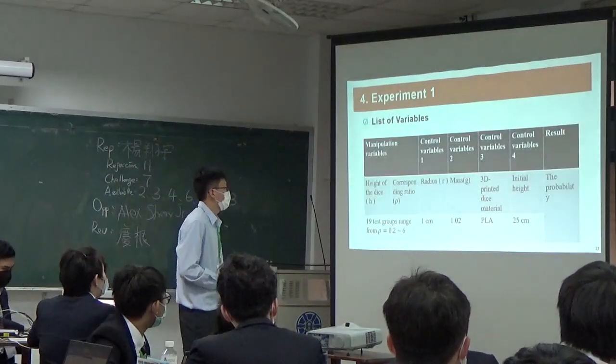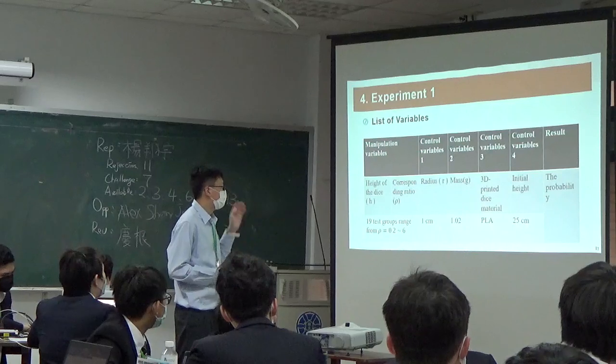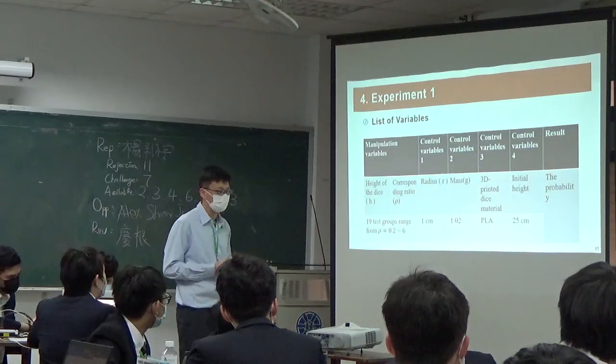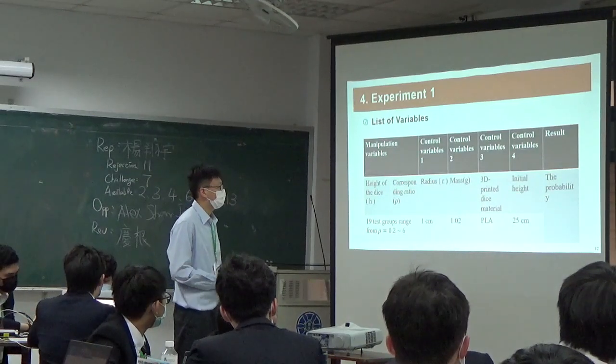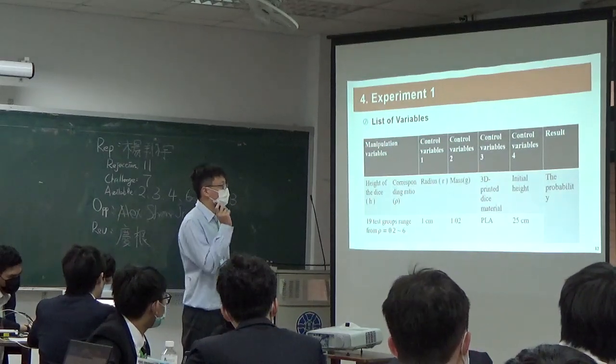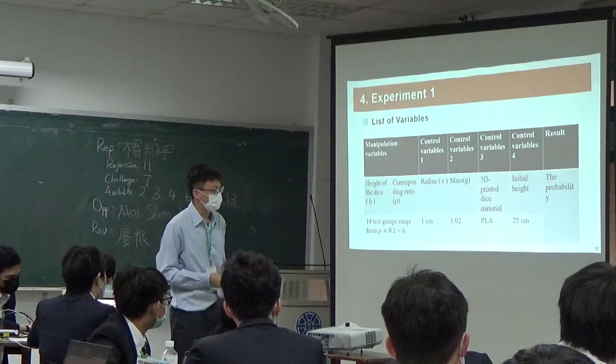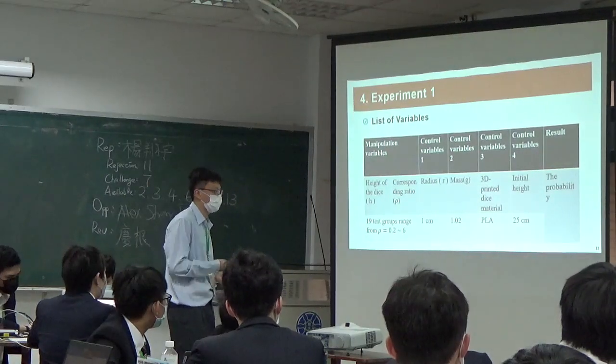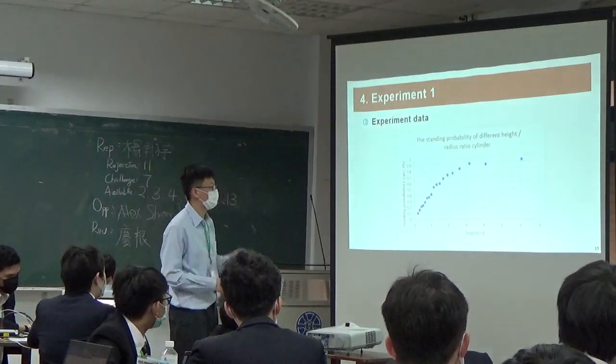The manipulation variable is the height of the dice, and we have a corresponding ratio load. The radius is 1, the mass is 1.02 grams, the material we use is PLA, and the initial throwing height is 25 centimeters. And this is our experiment data.